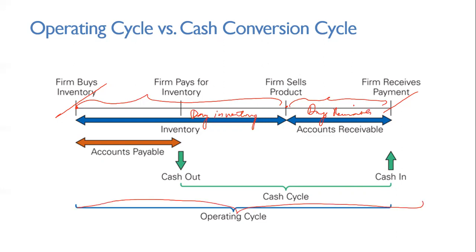Now what is the cash conversion cycle? When you order inventories, you don't pay for it right away, right? Your supplier gives you a credit term. For example, pay in 10 days. So when you order it, you won't pay for it immediately. There's a period of time from the time that you ordered to the time that you paid. And that period is actually the days payable.